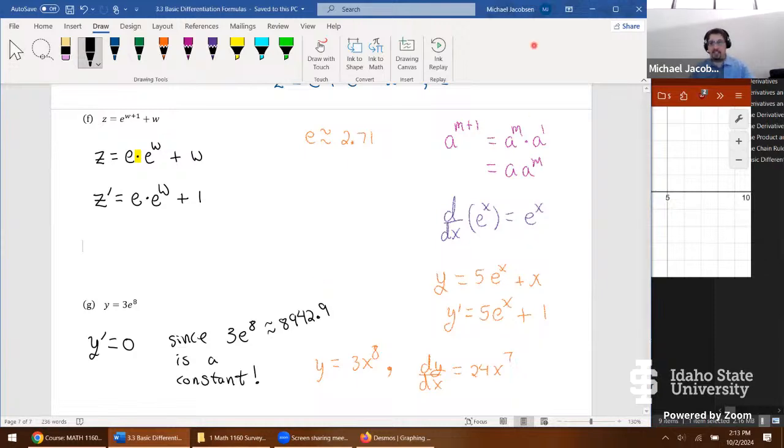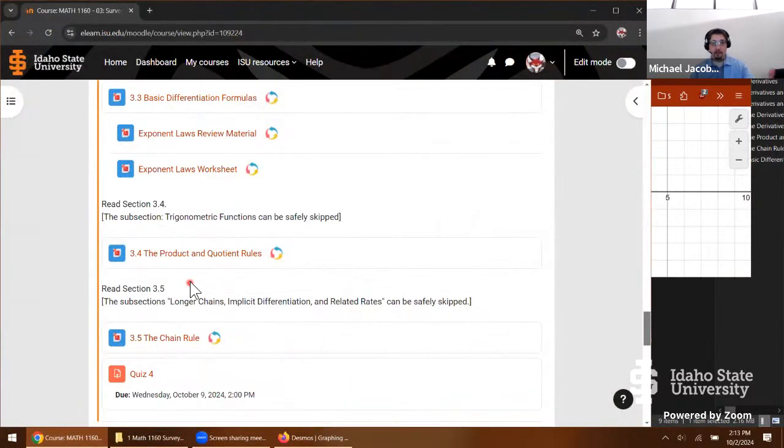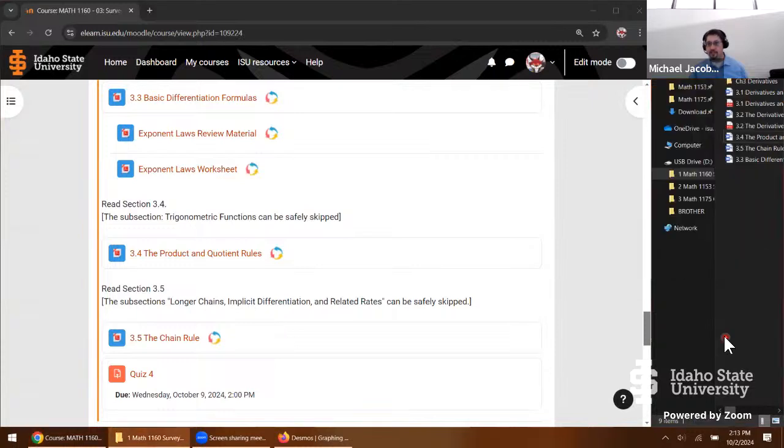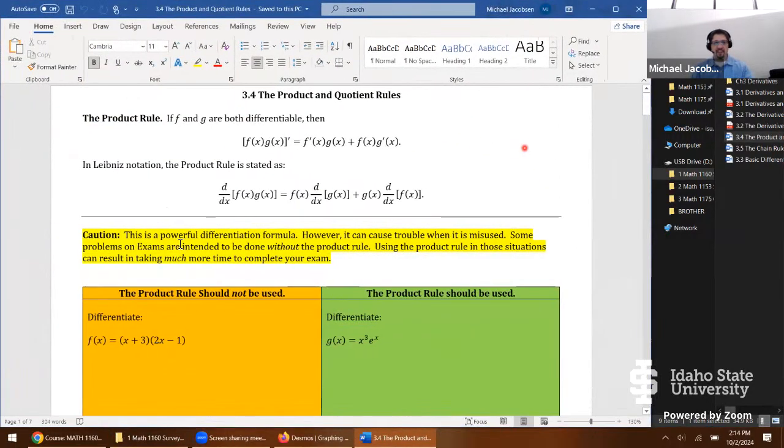Okay, so let's close this out. And now we are in section 3.4, the product and the quotient rules. Let me move this window over. I have my thumb drive here on the right. So 3.4. It starts off with a formula and then a big warning right out of the gate.